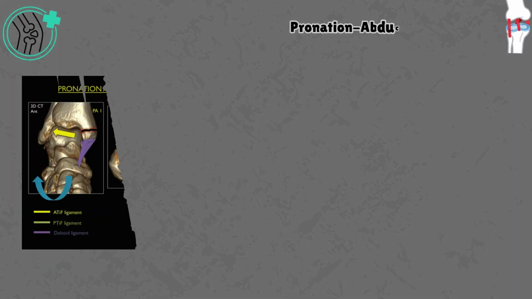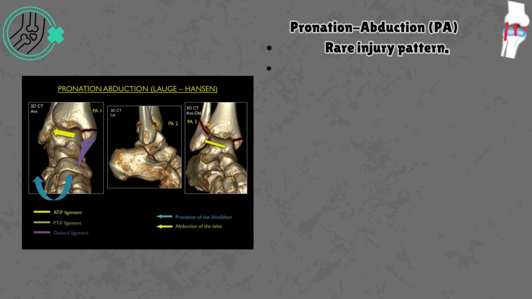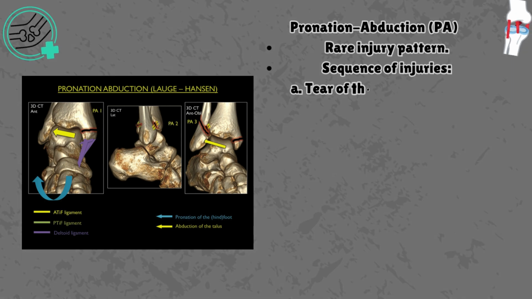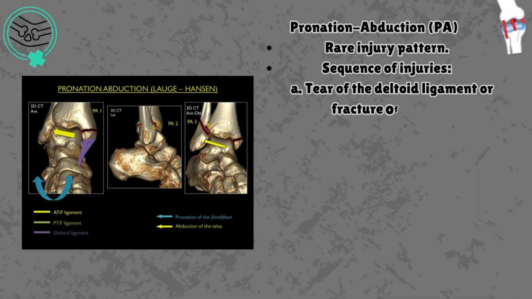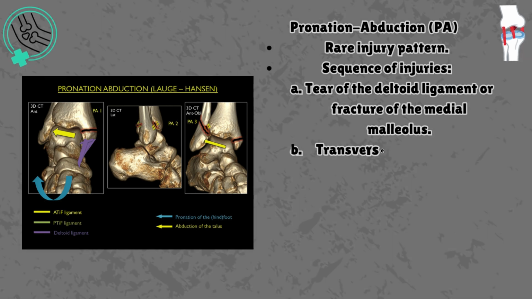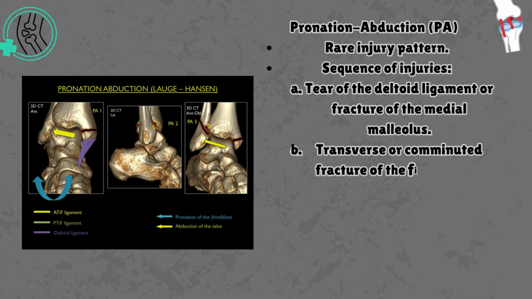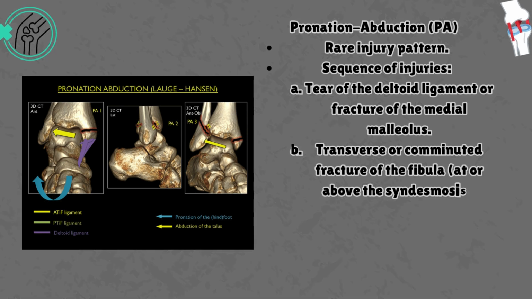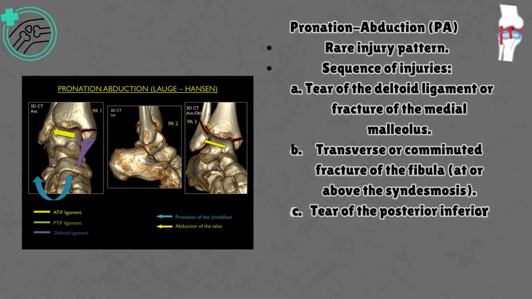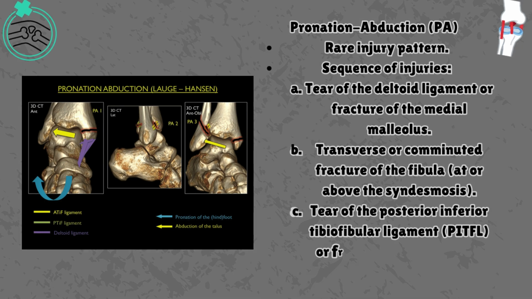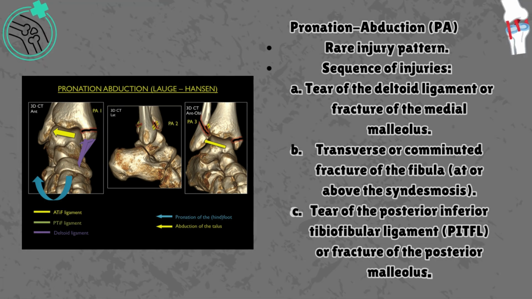4. Pronation abduction. Rare injury pattern. Sequence of injuries: tear of the deltoid ligament or fracture of the medial malleolus; transverse or comminuted fracture of the fibula at or above the syndesmosis; tear of the posterior inferior tibiofibular ligament or fracture of the posterior malleolus.